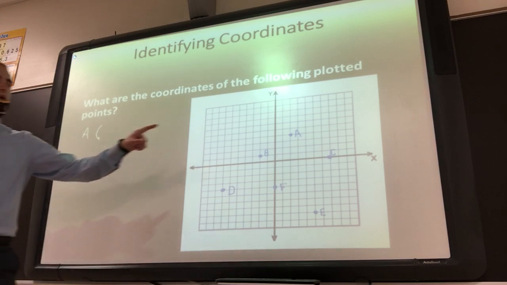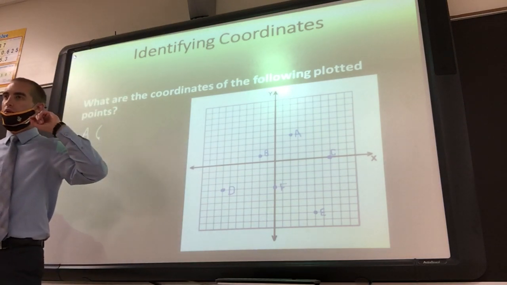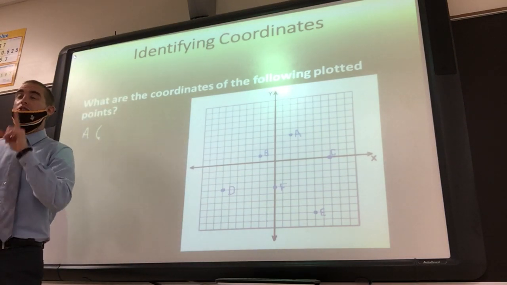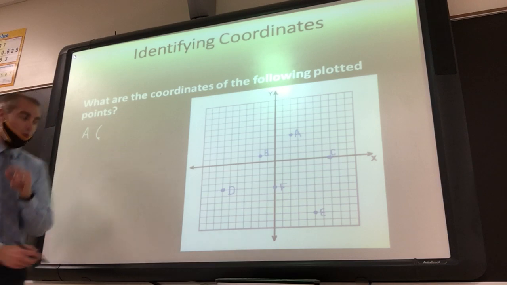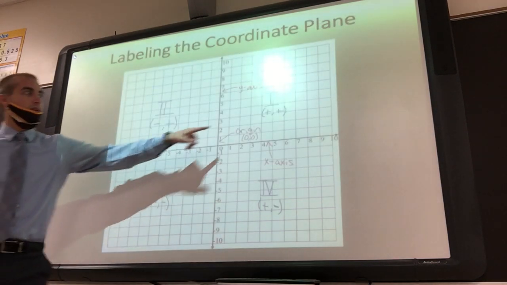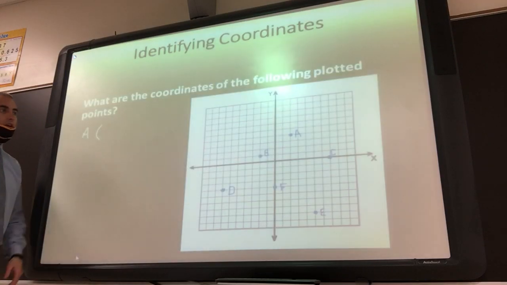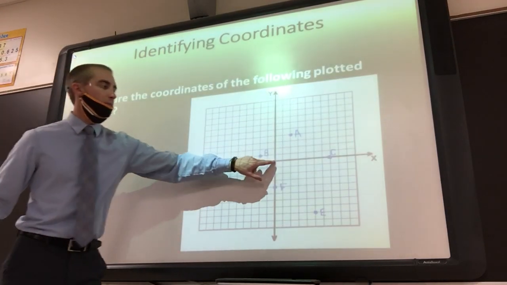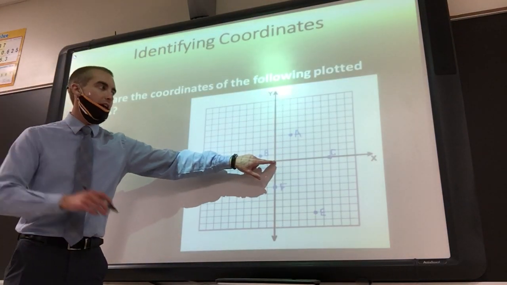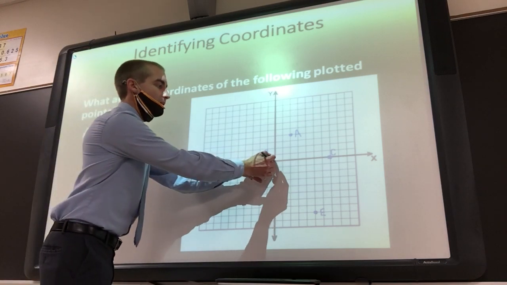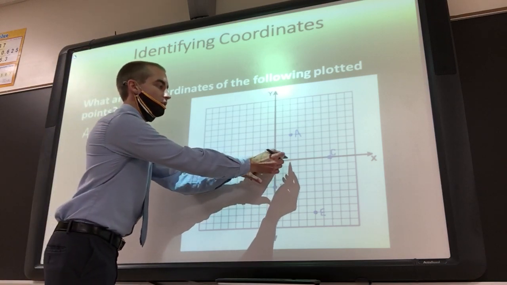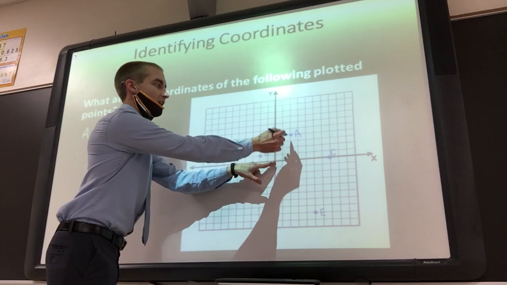So first of all, what quadrant is A in? It's in quadrant 1. So you know that both the X and the Y points have to be positive, because X and Y are both positive there. Okay, so what we're going to do is we're going to start at the origin. Remember, origin is where we start or begin at. We're going to see how many spaces do I count to the right, and then we're going to count up.